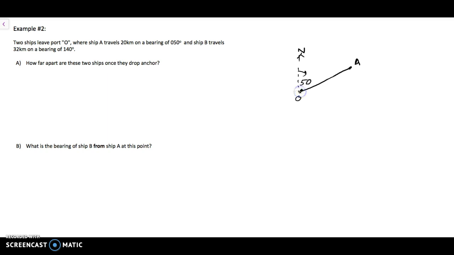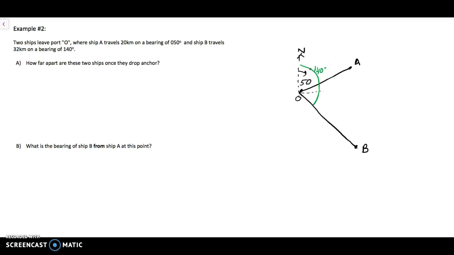Okay, now ship B is travelling from the same port and travels 32 kilometres on a bearing of 140. So it's gone past 90 down to 140. And then it drops anchor after 32 kilometres. So I'm going to show that that whole bearing there is 140.